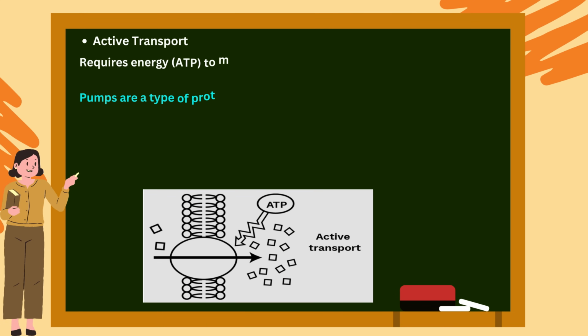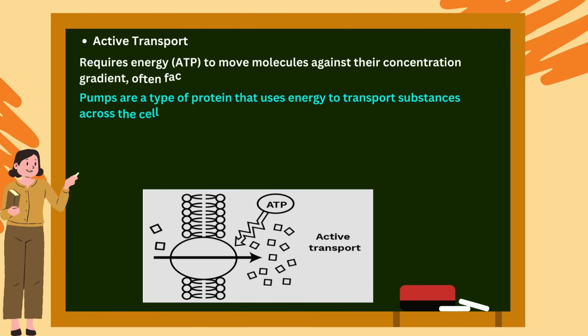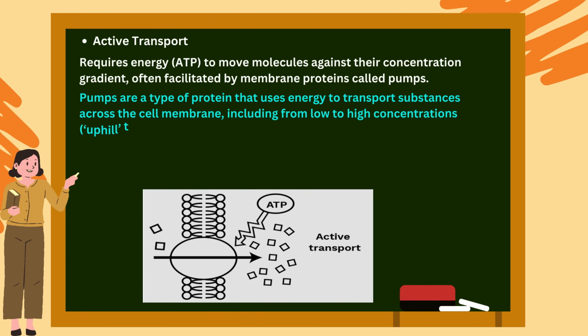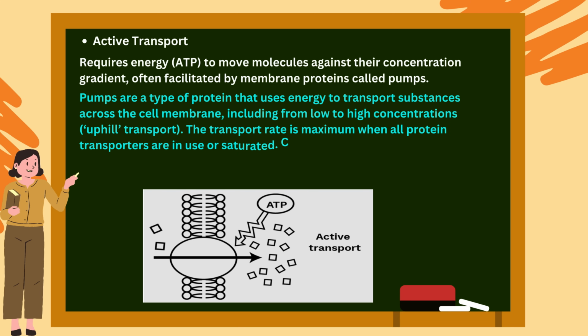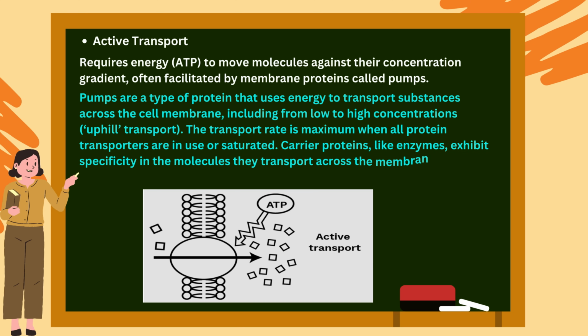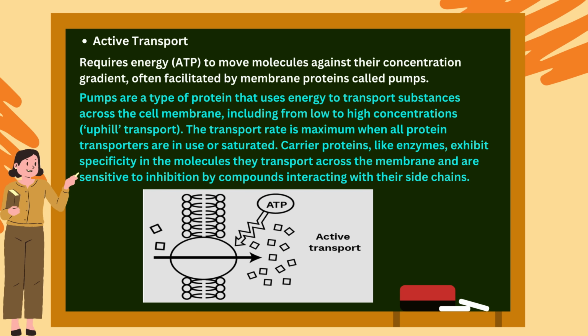Active transport requires energy, ATP, to move molecules against their concentration gradient, often facilitated by membrane proteins called pumps. Pumps are a type of protein that uses energy to transport substances across the cell membrane, including from low to high concentrations, uphill transport. The transport rate is maximum when all protein transporters are in use or saturated.